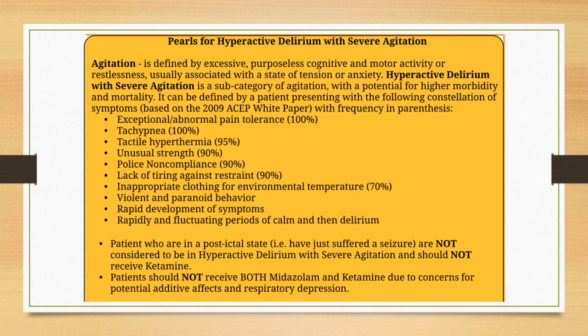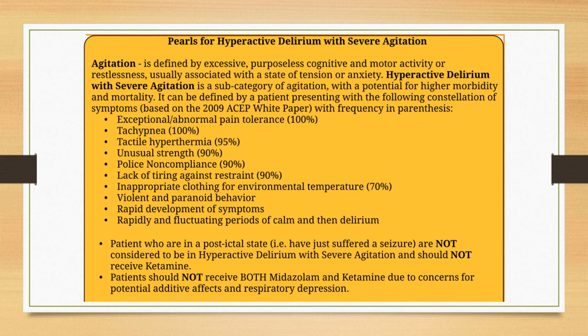Let's discuss the pearls for hyperactive delirium with severe agitation. Agitation by definition is excessive, purposeless, cognitive, and motor activity or restlessness, usually associated in a state of tension or anxiety. Hyperactive delirium with severe agitation is a subcategory of agitation with the potential for higher morbidity and mortality. It is defined by a patient presenting with the following constellation of symptoms with frequency.